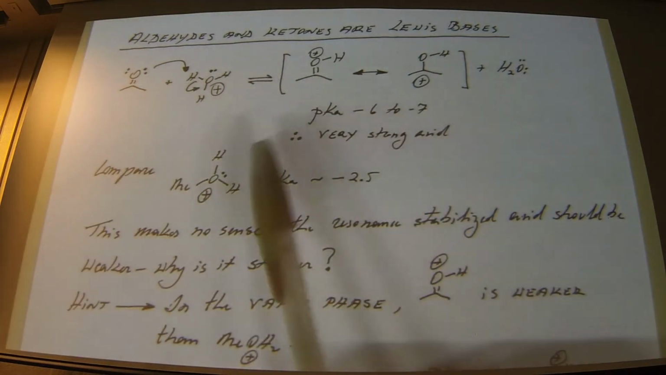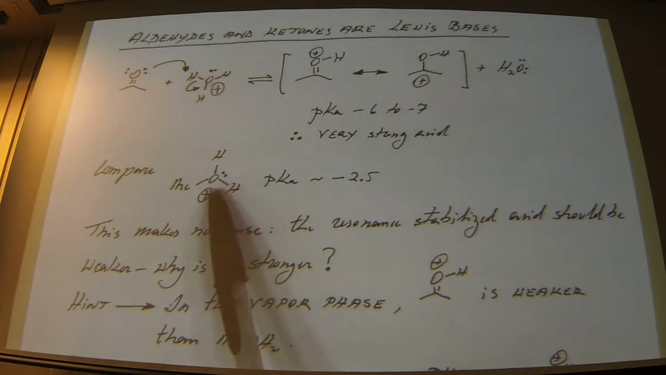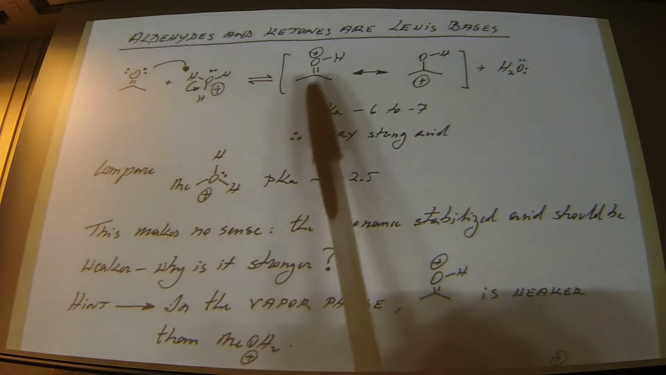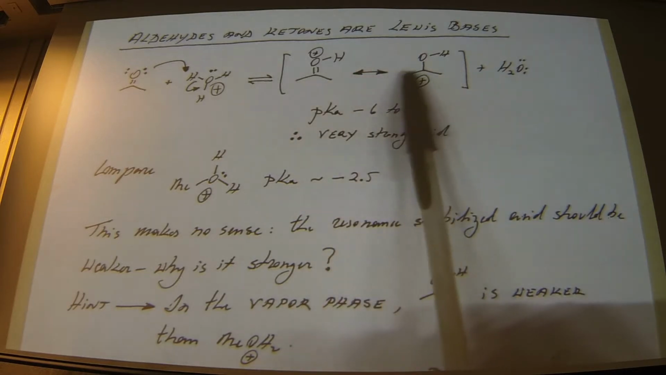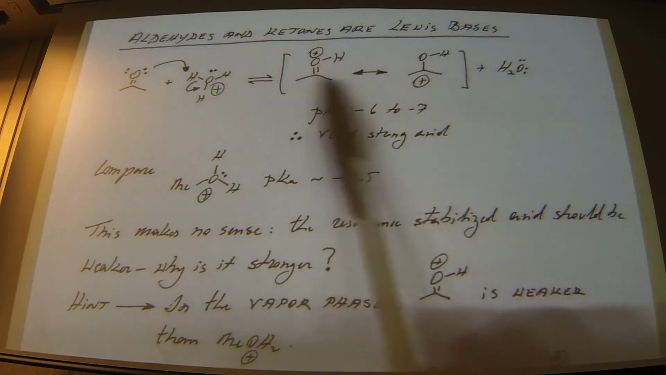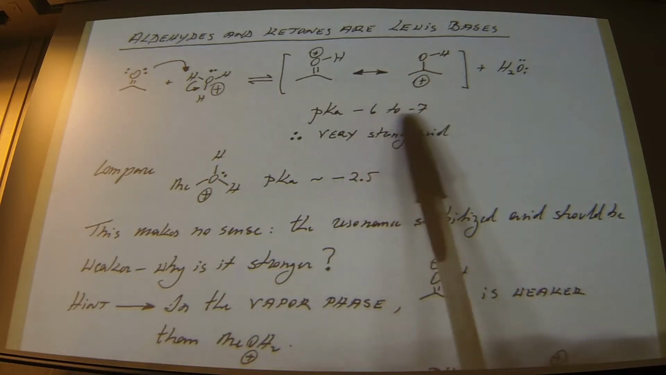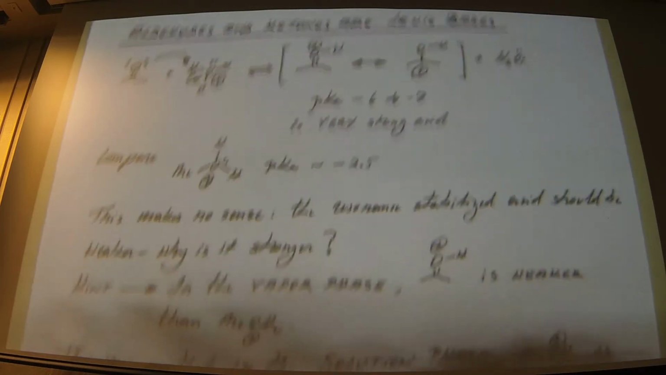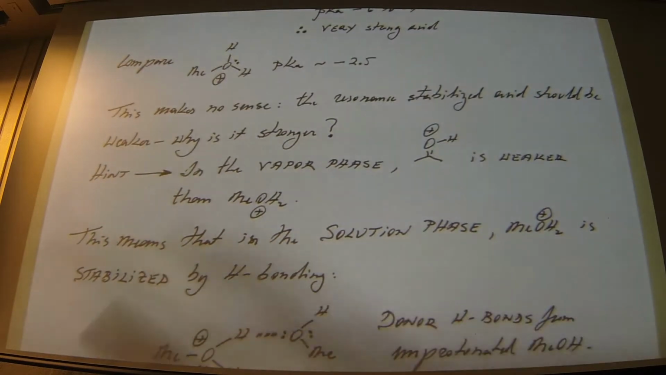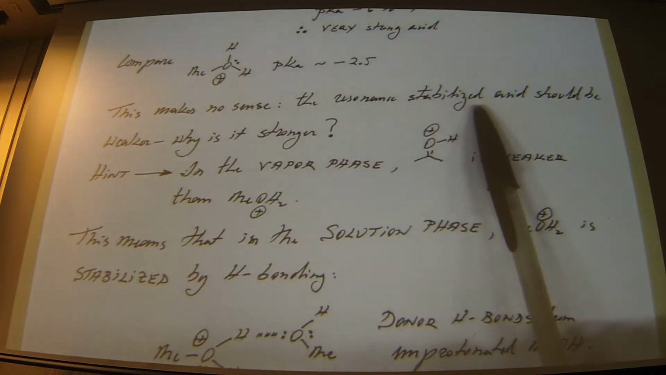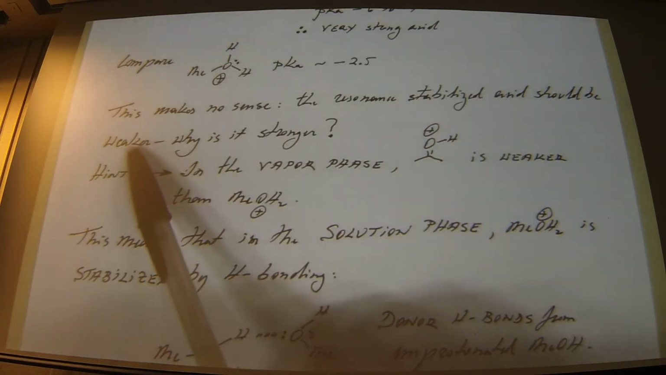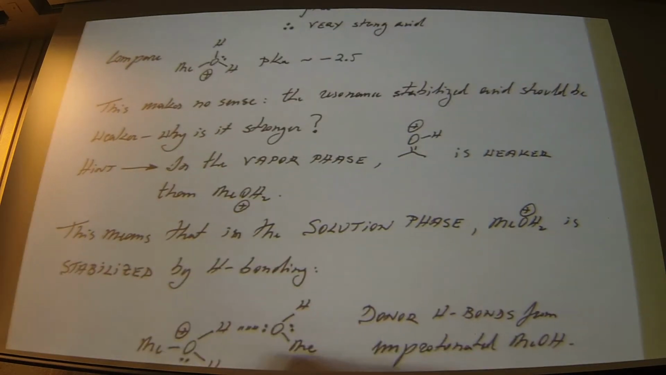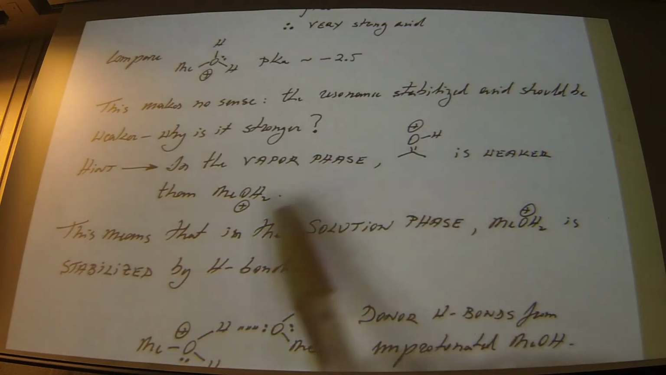Now, look at this cation, and it's not resonance stabilized. Look at this cation, and it is resonance stabilized. And so now the question is, gee, how come the more stable, resonance stabilized cation isn't favored? That kind of makes no sense, right? Because you would think that the resonance stabilized one should be a weaker acid, not a stronger acid. And the heat comes from the vapor phase. If you look at the vapor phase, then it is.